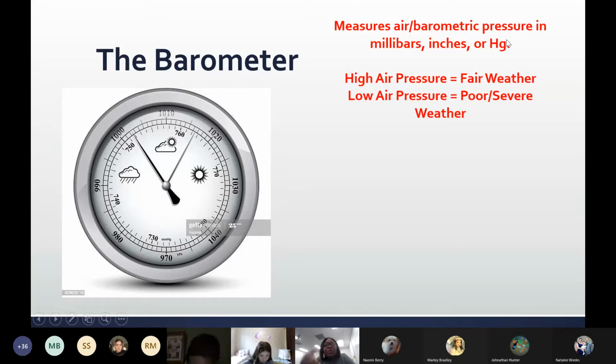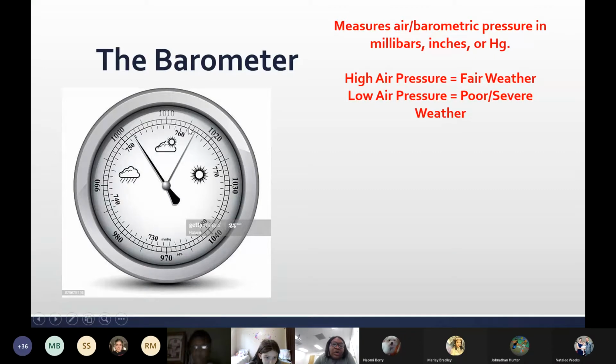No doubt, when you were on weather.com for the past almost 2 weeks since we've seen each other, you saw that the air pressure was measured in inches, okay? We want to make sure we understand that when the air pressure is high, when this needle is going into the 1,040 range, that means we have fair weather. Fair weather is good weather.